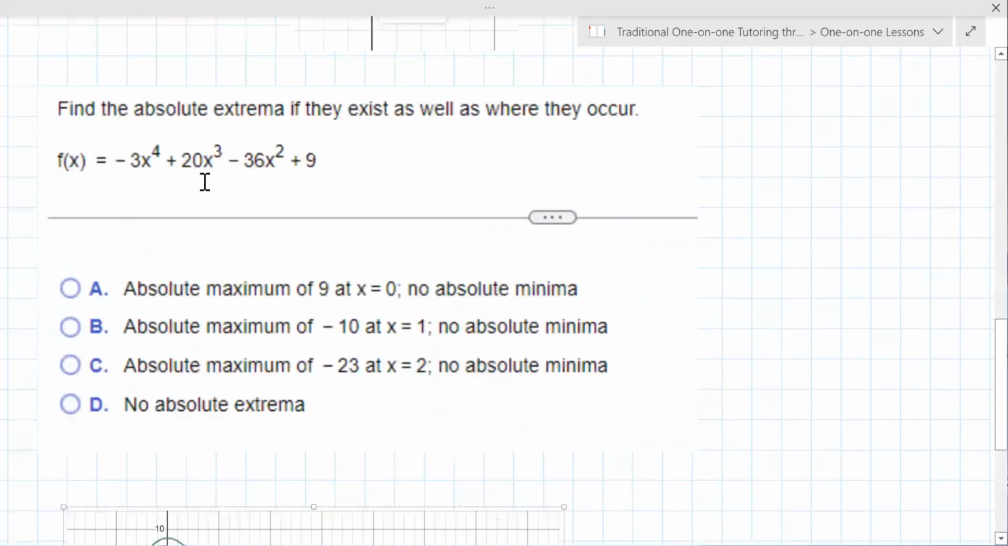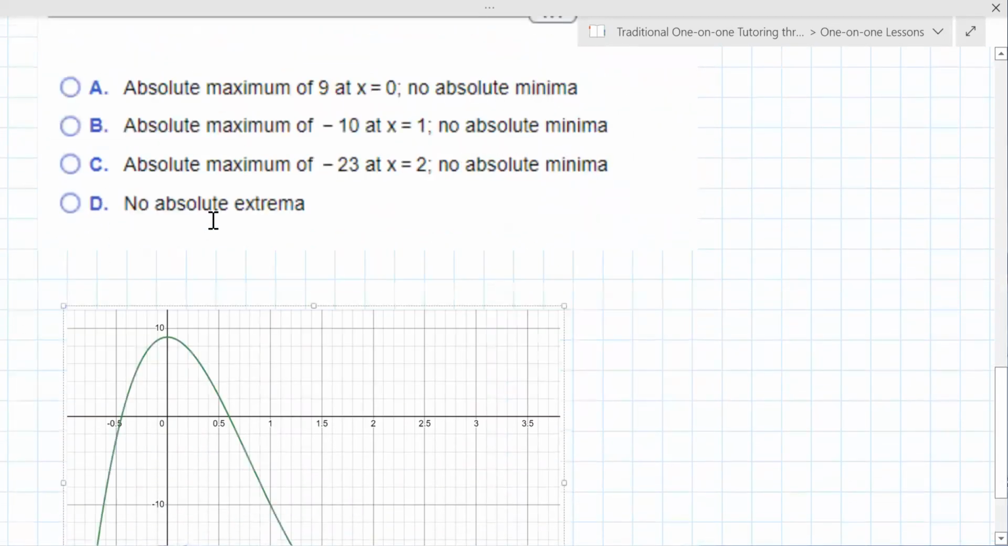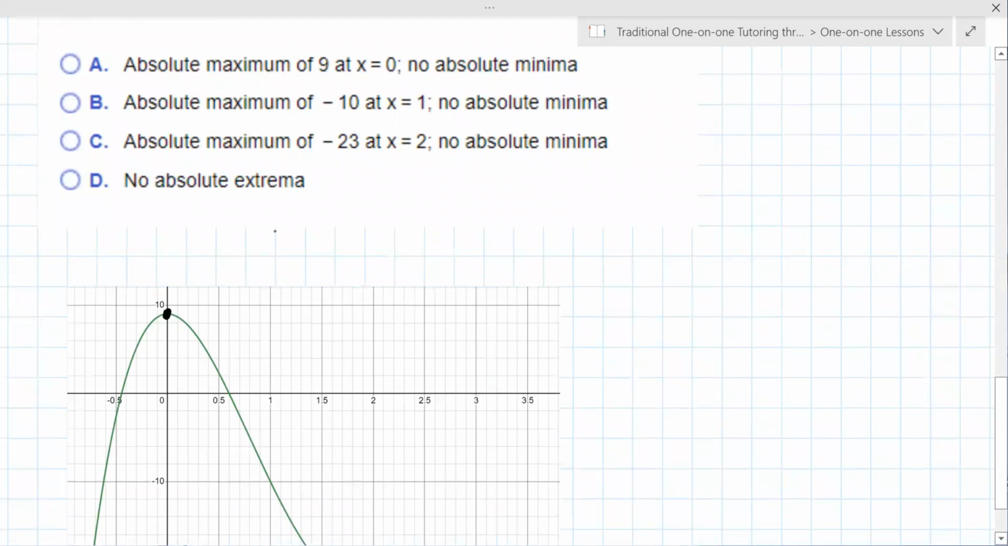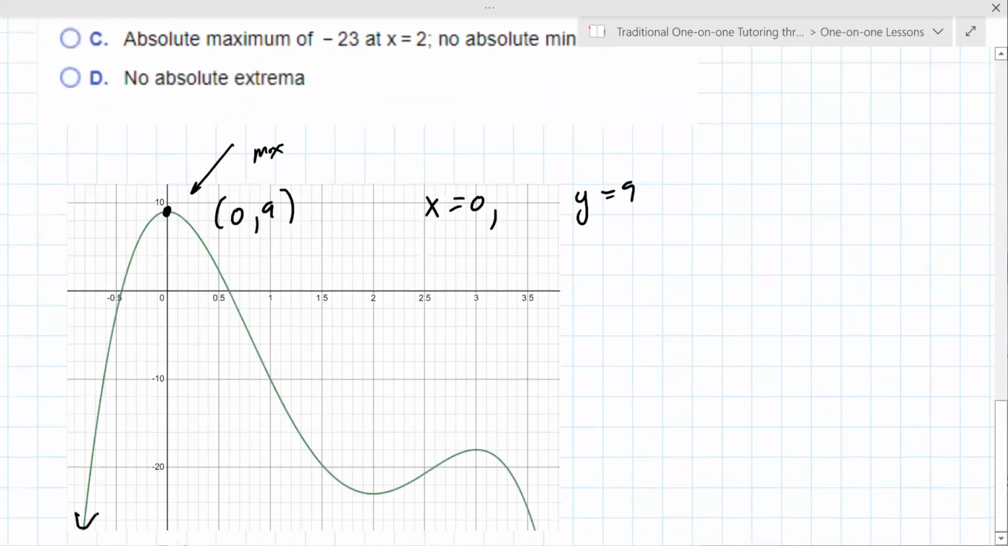So this is the graph of this function here, and we want the absolute extrema. It occurs right there. That's the max. And the point there, I know I don't have it at 0, 9. And so it's like, where does it occur? It's at x equals 0. And then what is it? It's 9. And there's no minima because the graph goes down forever and down forever.